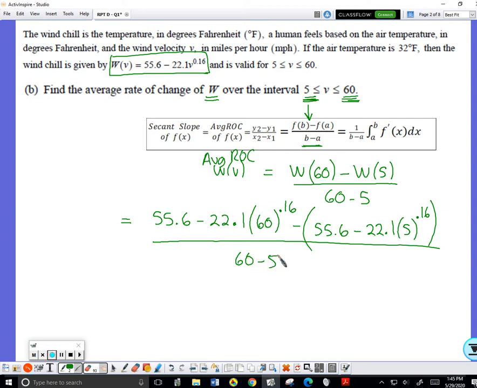So I do want to put in the units. Again, the units of W here are degrees Fahrenheit. The 60 and the 5 are units of velocity. So my final answer, I would include those units. And that would get me 1 point.